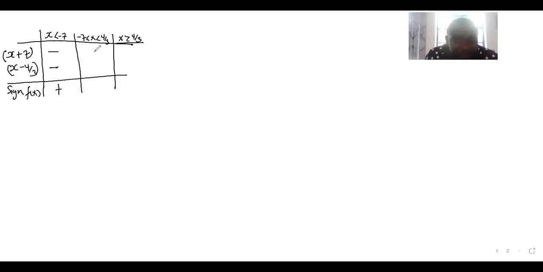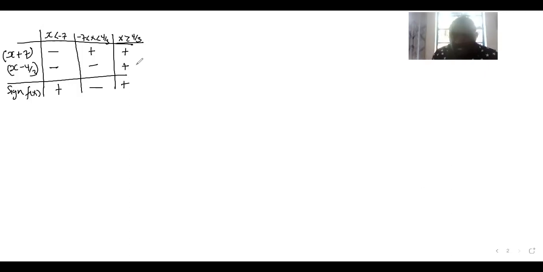Abdi, we are still with you. You picked a zero. 0 plus 7, you get which sign? Positive. 0 minus 4 over 3, which sign? Negative. Negative times positive is negative. X is greater than 4 over 3. Five. When you substitute, what sign? Positive. Positive times positive?